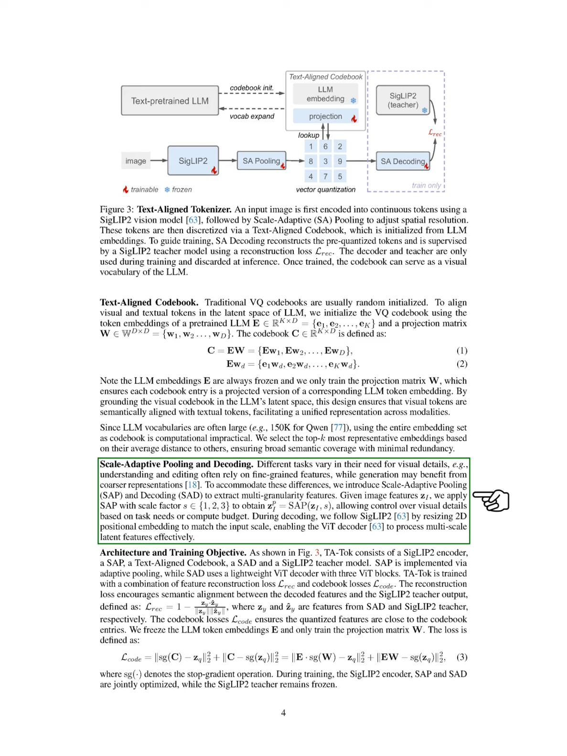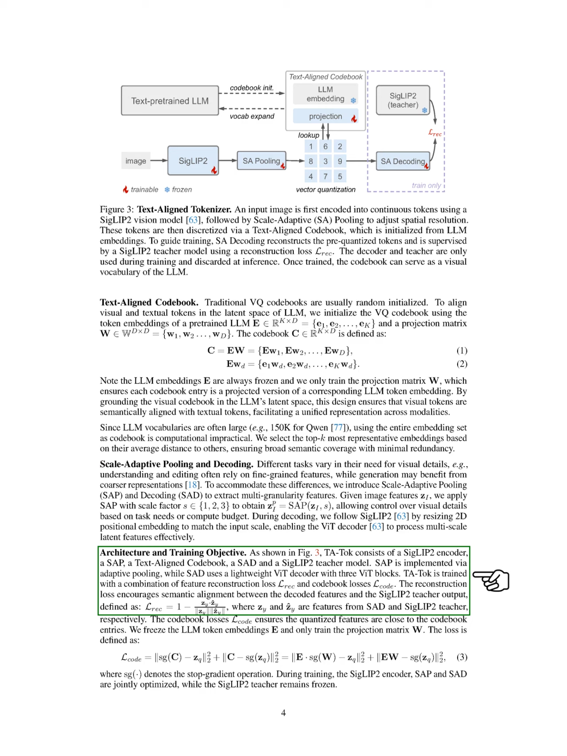To address this, we introduce scale adaptive pooling, SAP, and decoding, SAD, to extract features at multiple levels of granularity. By applying SAP with different scale factors, we can adjust the visual details based on the specific task or computational resources available. During decoding, we resize positional embeddings to match the input scale, allowing effective processing of multi-scale features.